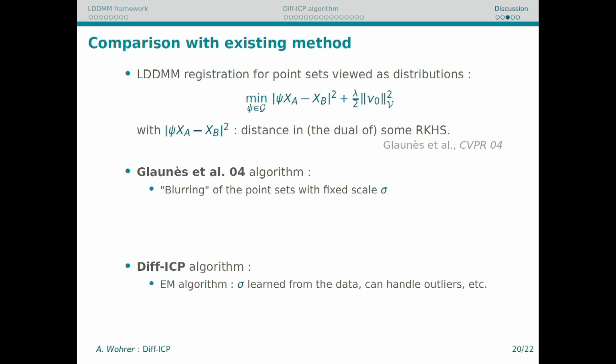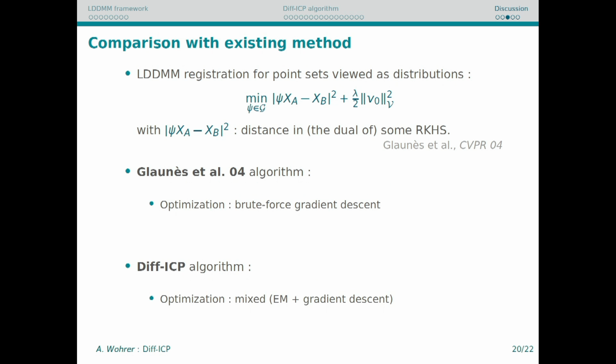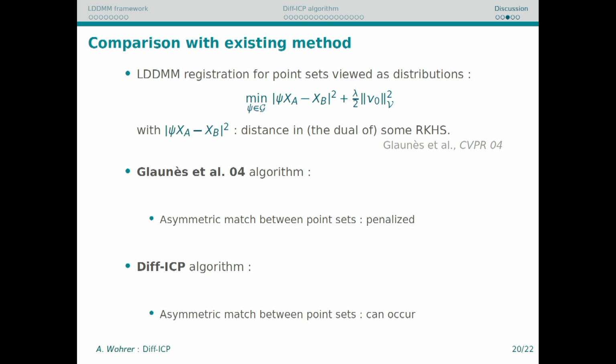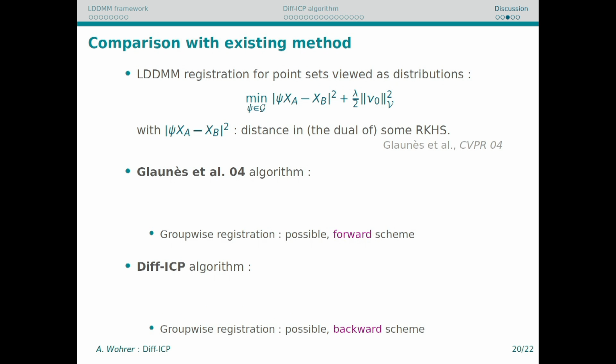So we have common elements and different elements. I'm just going to browse through them very rapidly. The scale sigma is not handled in the same way. The optimization is not exactly the same because I have an EM part. It's not all brute force. Asymmetric matches between the structures are not handled in the same way. They can occur in my case. That's a particularity of the ICP algorithm. And you can do group-wise registration in both cases, but there it's with the forward scheme, if you know what that means, whereas here it would rather be a backward scheme in my algorithm.